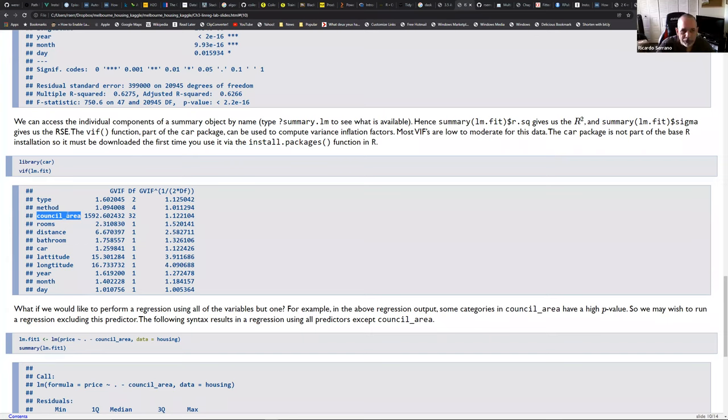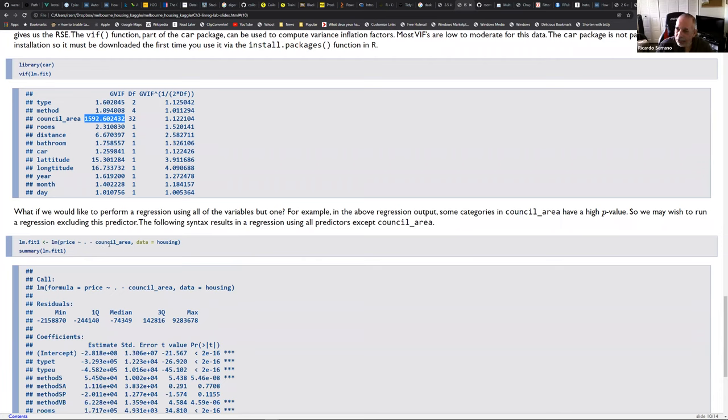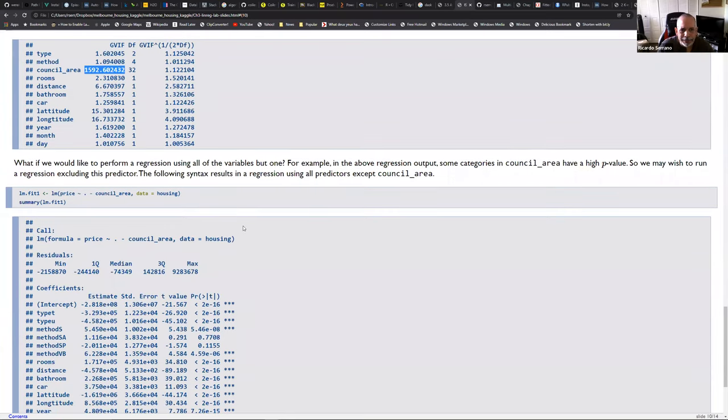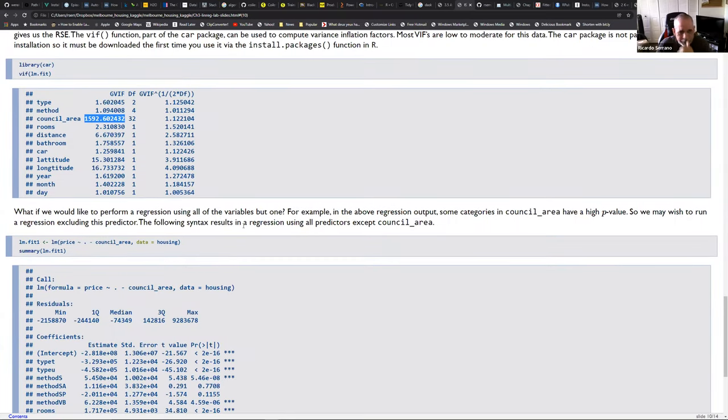So from the council area, you get a VIF of 1,592, which is extremely high. So probably that feature is interfering in our model, because the model gets confused about the estimated coefficient when it has a feature with that high variance inflation factor. And it has to do with the variance of the feature. So let's take it out to see what would be the change in our model.